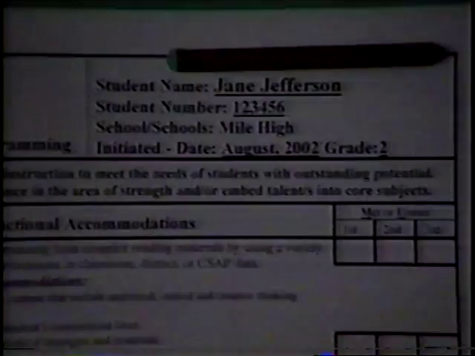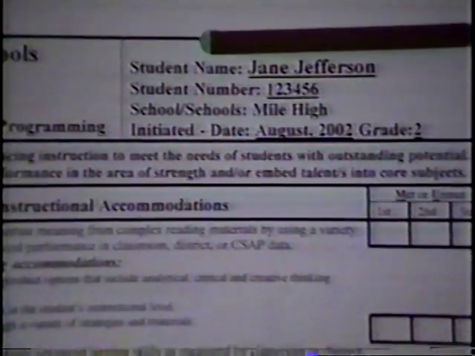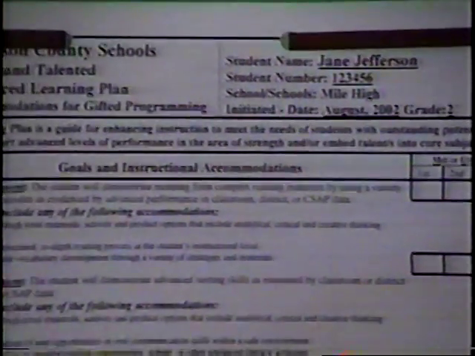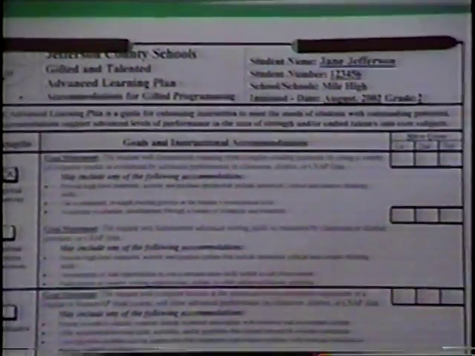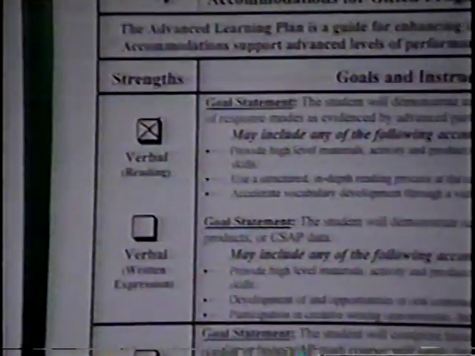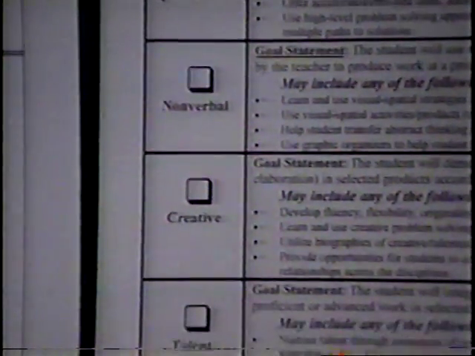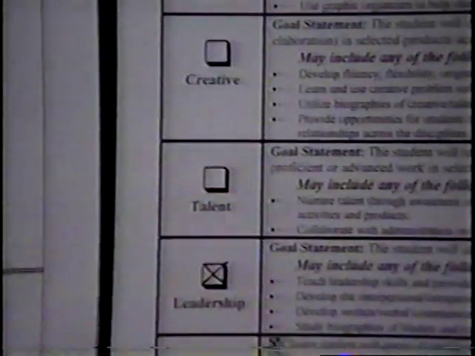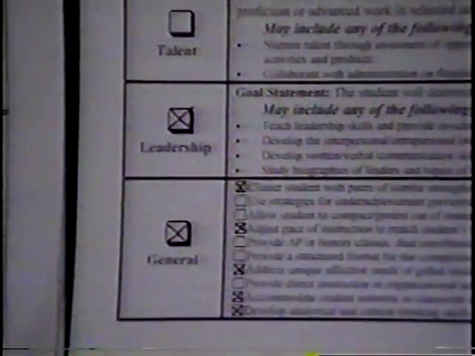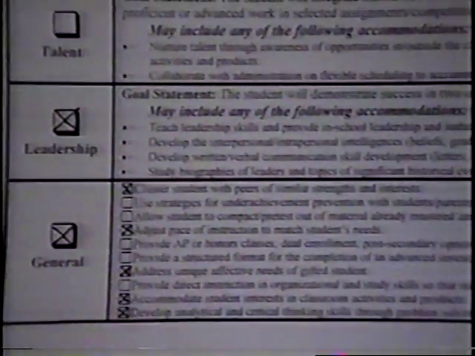Jane's ALP is based on what her student profile form tells us. On her ALP, verbal and leadership are checked as strength areas. Within the verbal category, there are 2 possible areas: reading and writing. Jane's first grade teacher saw her as strong in reading, but not outstanding in writing, so the verbal reading box is checked. In time, CSAP and other data will let us know if writing is a strength for her. If it is, the verbal writing box will be checked at that time.